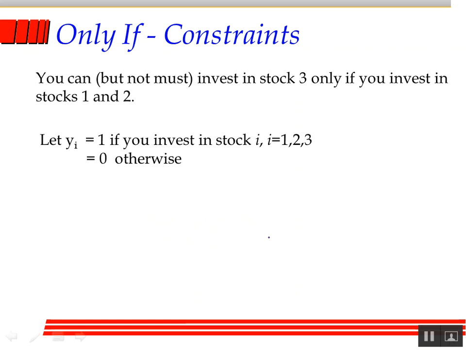So sometimes we have the "only if" constraint. So you can invest in stock 3 only if you invest in stocks 1 and 2. Okay, so stocks 1 and 2 are like the prerequisites of stock 3. Again, you define yi as binaries, and you can write it this way.